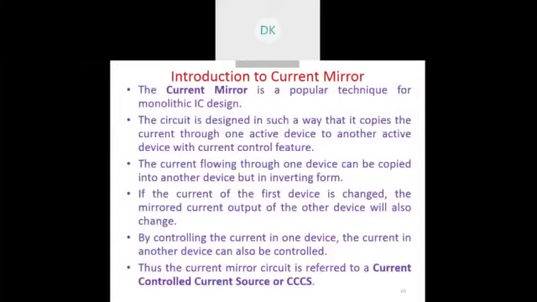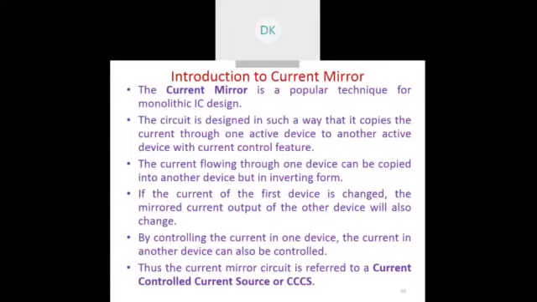So what is meant by current mirror? It is a technique for designing monolithic IC. Monolithic IC means one type of component is used for designing an integrated circuit. So what is a current mirror circuit diagram?